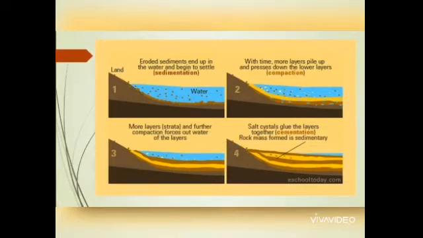Eroded sediments end up in the water and begin to settle. It's called sedimentation. With time, more layers pile up and press down the lower layers. It's called compaction. More layers or strata and further compaction force out water from the layers. Salt crystals glue the layers together. Cementation takes place. The rock mass formed is sedimentary.